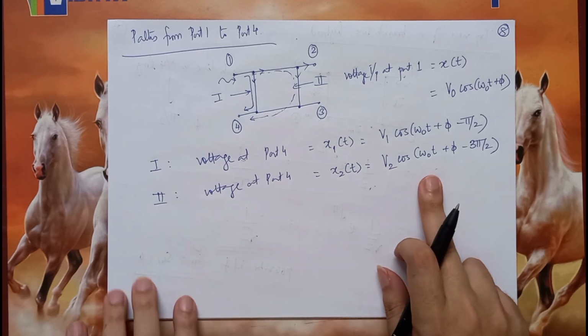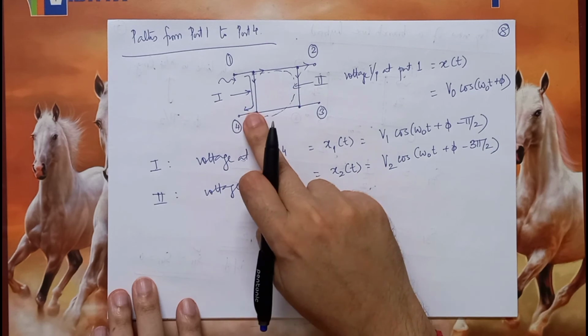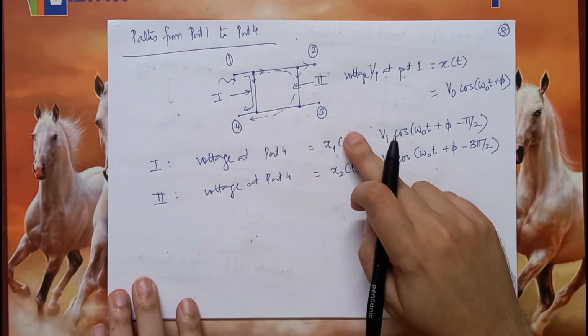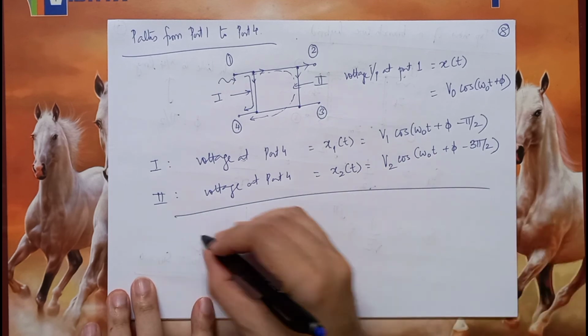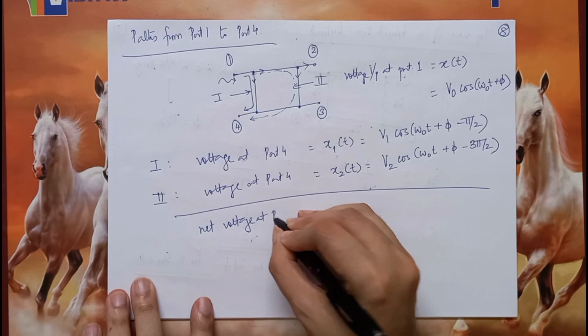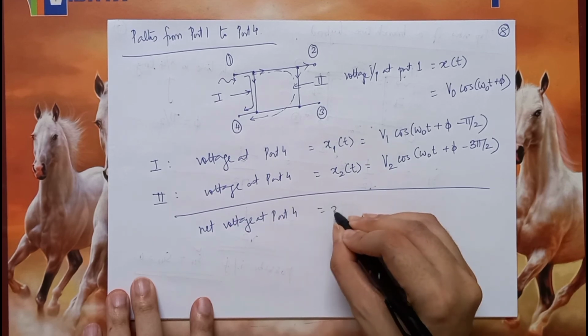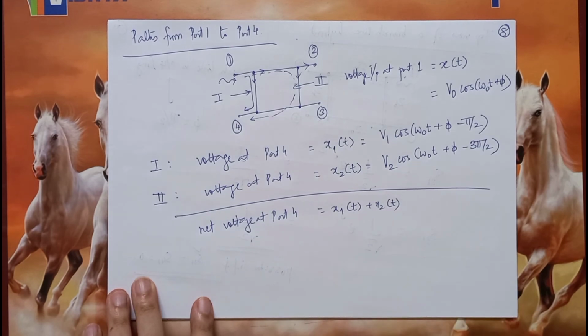Now, what is ultimately happening is that because of these two distinct paths, there are two waveforms which are entering port 4, x1 of t and x2 of t. And ultimately, the net voltage at port 4 is equal to x1 of t plus x2 of t. So these waves will essentially superimpose.